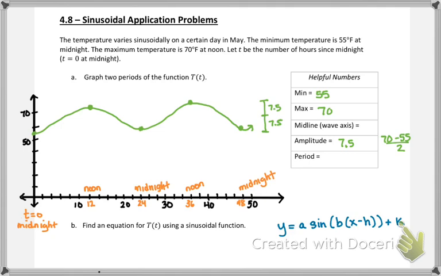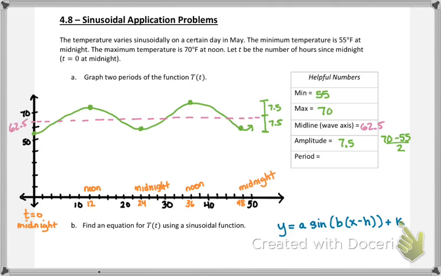Well, then using that, I can find where that midline, that wave axis is. My lowest point is 55. 55 plus 7.5 is going to give me 62.5. That's the middle. I'm going to just do a quick sketch here. 62.5 is going to be right here. That's my wave axis.